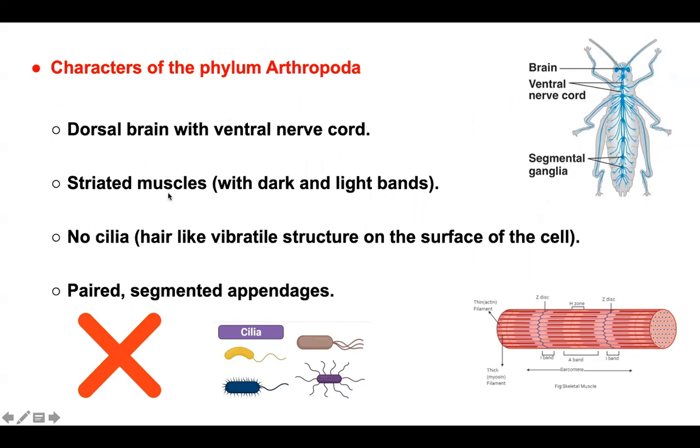Then they have striated muscles. Striated muscles means with dark and light bands. These are the dark bands and these are the light bands. There are different kinds of bands, and they group together and form the structure.